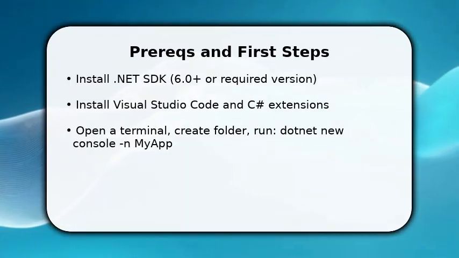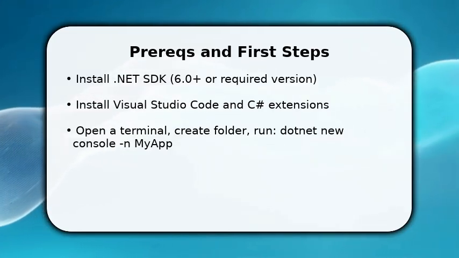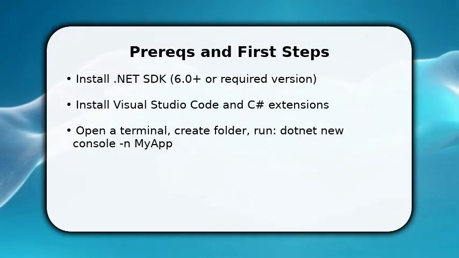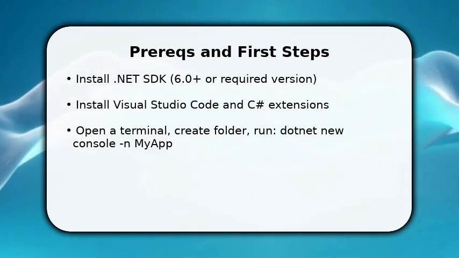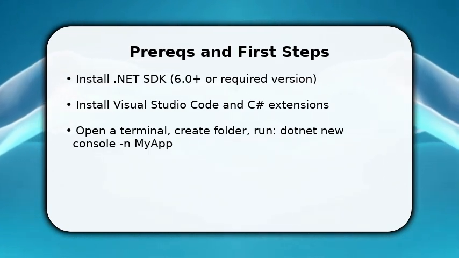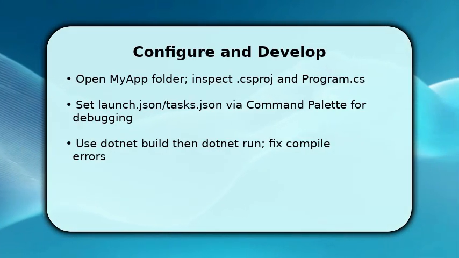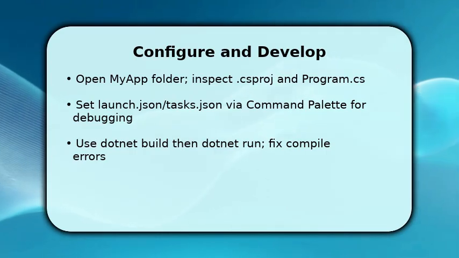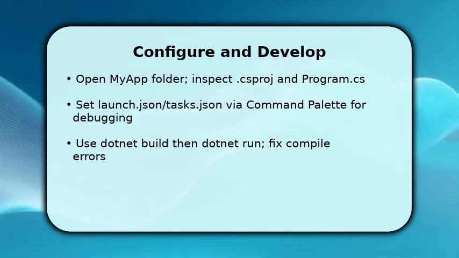This generates a project file and Program.cs so you can compile. Make sure to restore packages with dotnet restore if prompted, because that ensures dependencies are resolved before you build and run. Once the scaffold exists, you inspect the csproj and Program.cs to understand entry points and dependencies, because knowing structure saves time later.